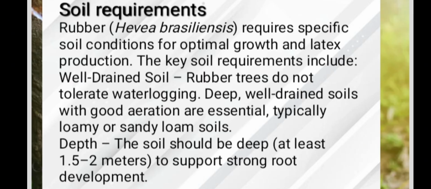Requirements of rubber: Hevea brasiliensis requires specific soil conditions for optimal growth and latex production. The key soil requirements include well-drained soil. Rubber trees do not tolerate waterlogging. Deep, well-drained soil with good aeration is essential, typically loamy or sandy loam soils. The soil should be deep, at least 1.5 to 2 meters, to support strong root development.